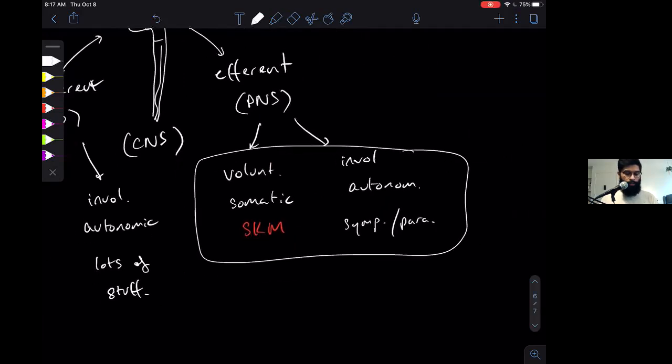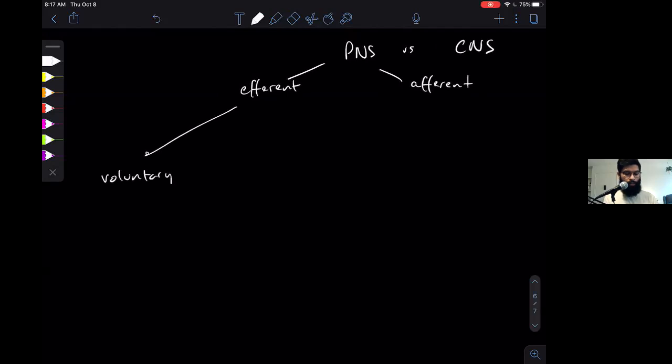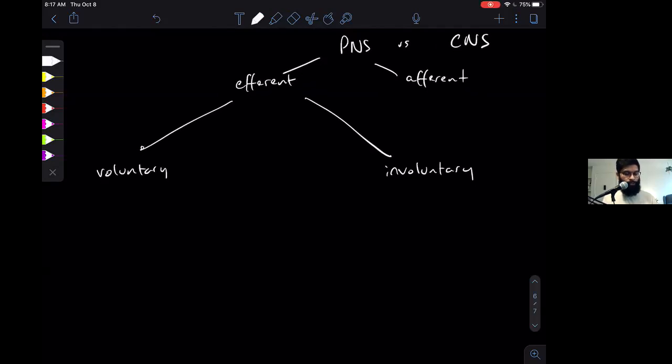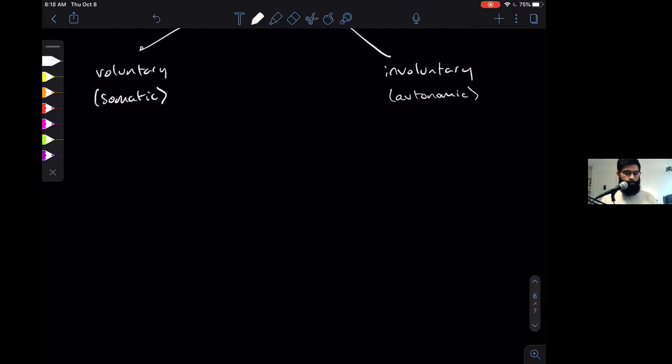All right, so let's zoom in on this a little more. So we said we start off with PNS versus CNS, and we're primarily talking about peripheral nervous system. We have afferent, which is going towards the CNS, and then we have efferent, which is going away, and this is primarily motor, but not necessarily motor neurons and not necessarily skeletal muscle. The efferents can be divided up into our voluntary and our involuntary. Hopefully you're with me until there. And quiz yourself real quick. What is voluntary also called? Somatic. And involuntary is also called? Autonomic.